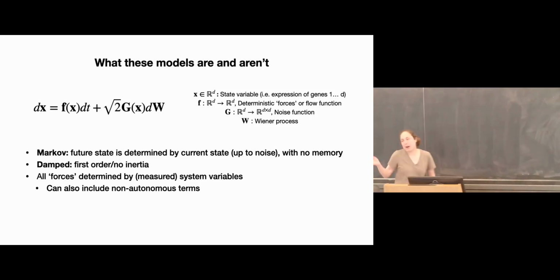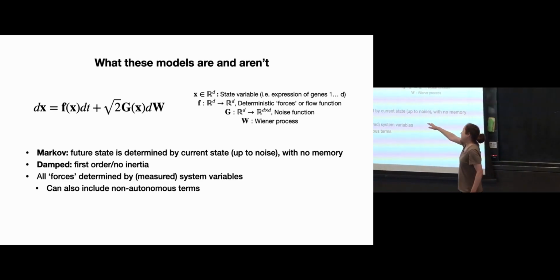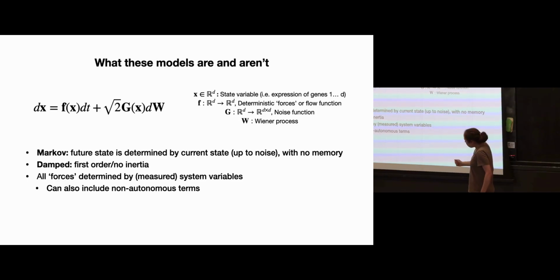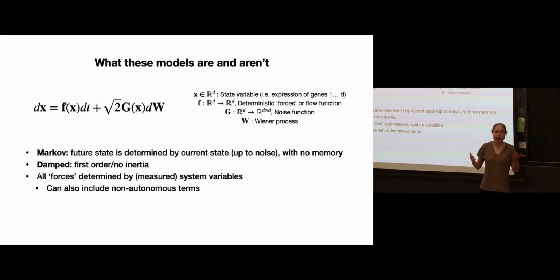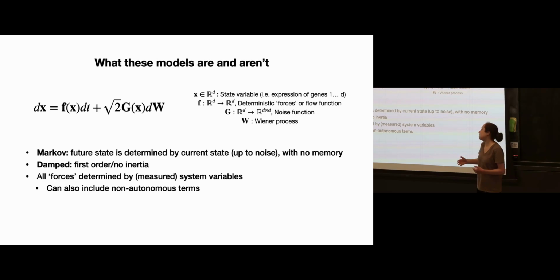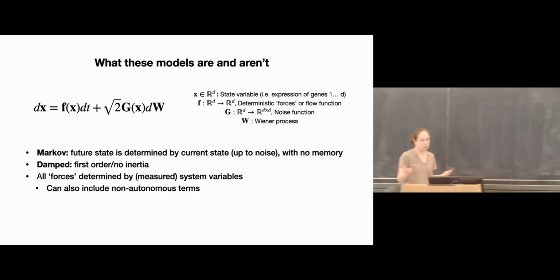And as a brief mention, the way that I've written this, F does just depend on these state variables. Some of these methods also allow for non-autonomous terms here, meaning, for example, if you wanted to add a signaling factor at some point in time, that would come in as maybe an additional constant term that you modulated over time somewhere in this little f. So some of these methods allow for doing that, some of them don't.